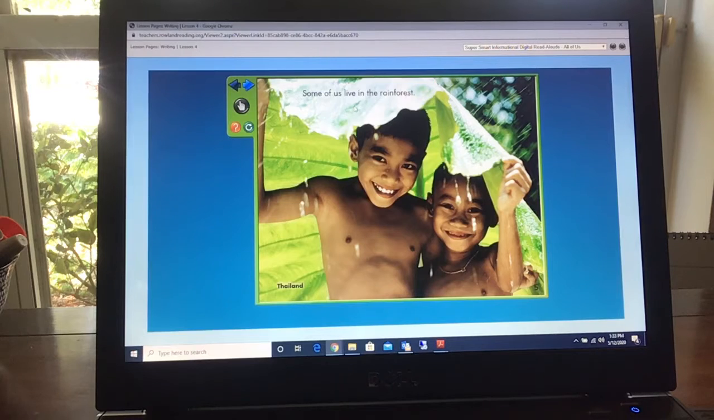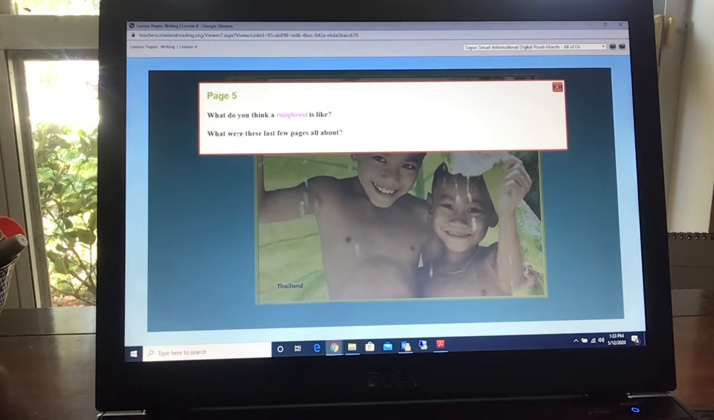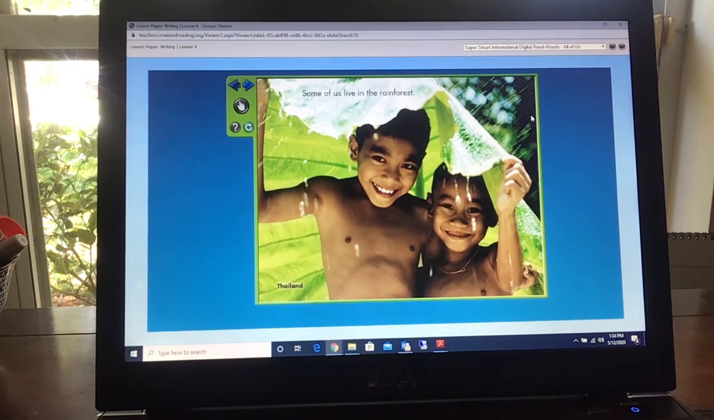Some of us live in the rainforest. And this is in Thailand. Thailand is part of Asia. What do you think a rainforest is like? Well, we can look at the picture, right? What do you think it does a lot of in a rainforest? It rains, right? And we can also think about the word rainforest. So a rainforest has lots of different kinds of plants and trees and animals, and it rains a lot. I think that's why so many different kinds of things are able to grow there.